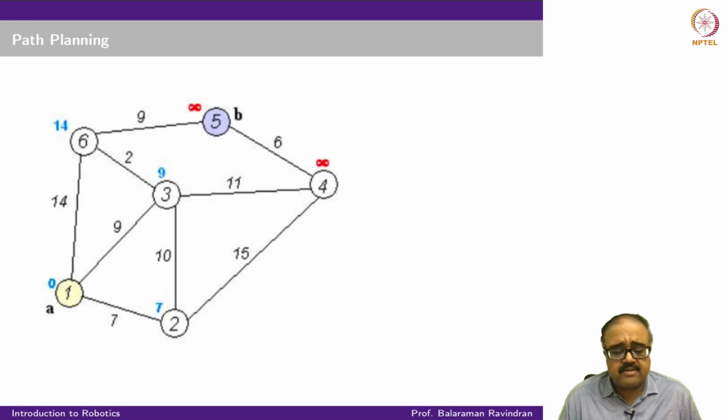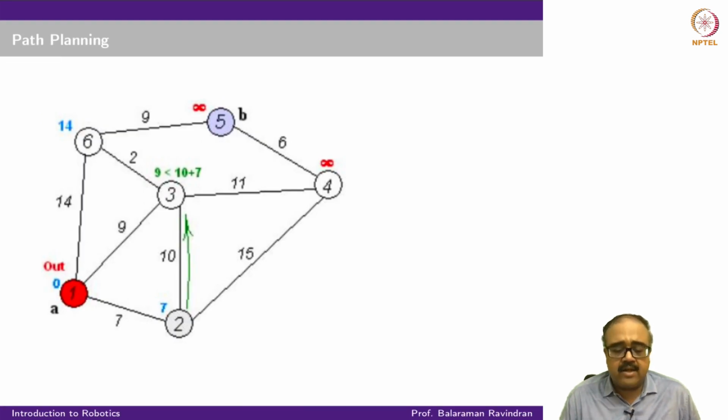Now which is the node I should be looking at next? The one that has the least cost so far, which will be 2. So I'll look at 2 next. Then I'll look at the distance from 2 to 3, that is 10. So the total to get to 3 through 2 is 7 plus 10, which is 17. 17 is more than 9, therefore I'll keep the 9. So the previous of 3 is still 1, the previous of 2 is 1, and I'll keep the distance here as 9.